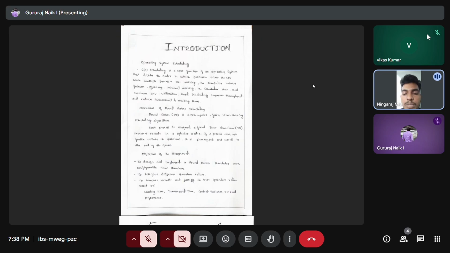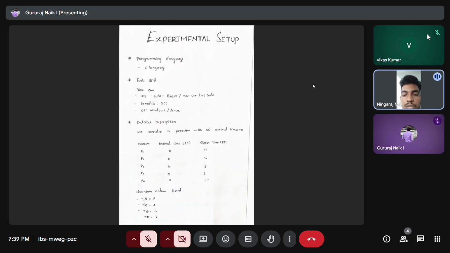Moving on to the experimental setup, I used the C programming language and compiled it using GCC. My dataset contained five processes with burst times of 10, 5, 8, 6, and 12 milliseconds. These processes were tested with the four time quantum values to compare their waiting time, turnaround time, and context switches. So, moving on to the implementation setup.